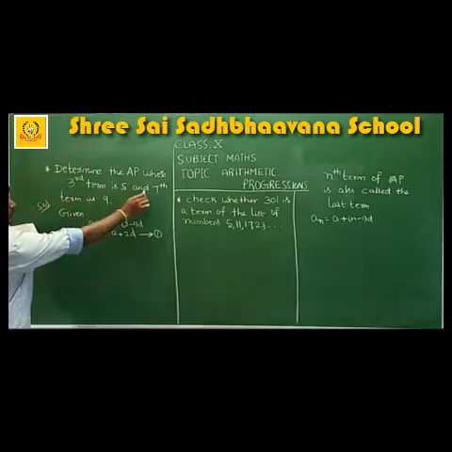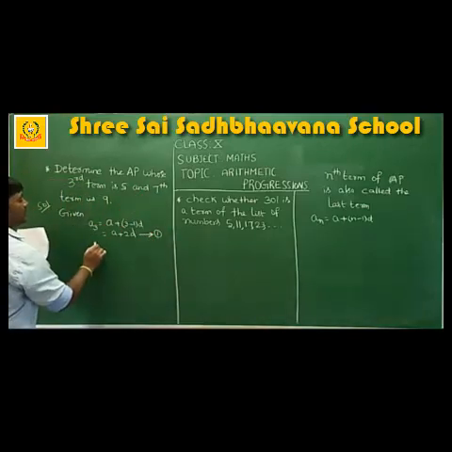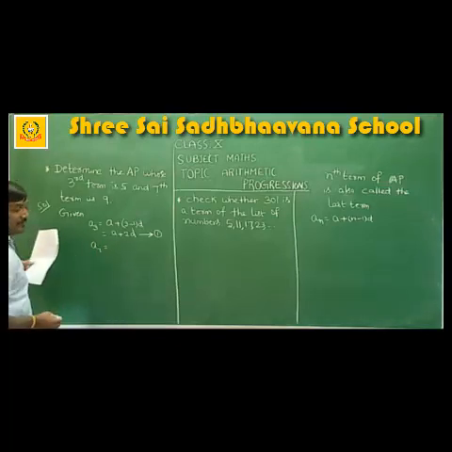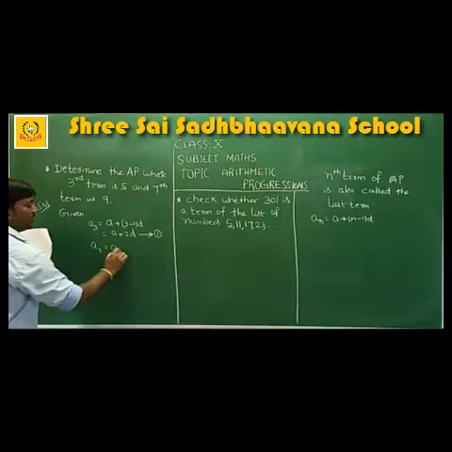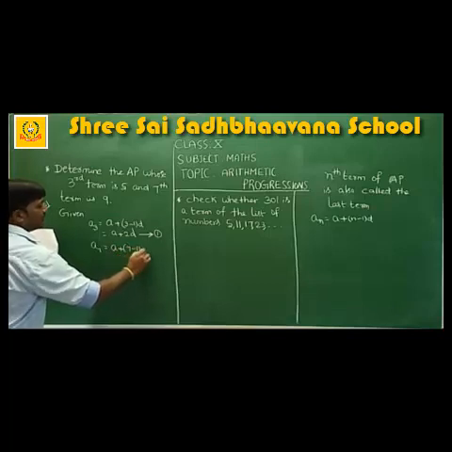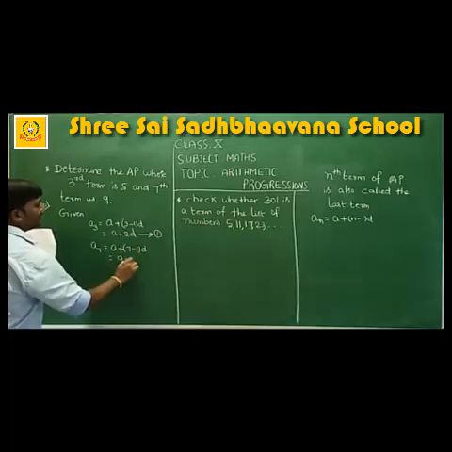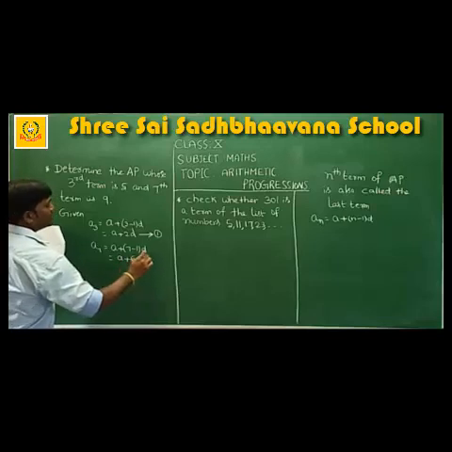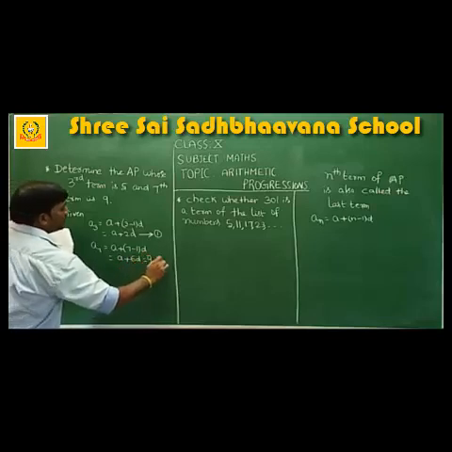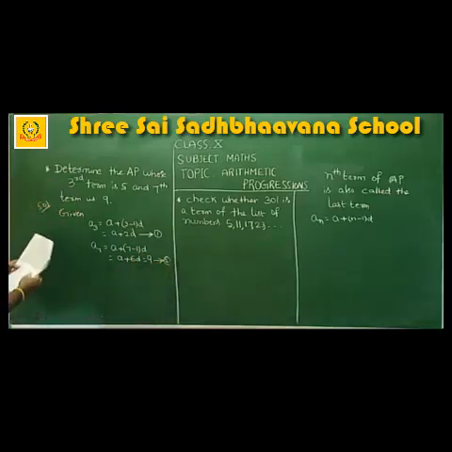Next, what is given? Seventh term. Similarly, a7 equal to a plus 7 minus 1 into d, which is a plus 6d, which is equal to 9. So we got two equations.